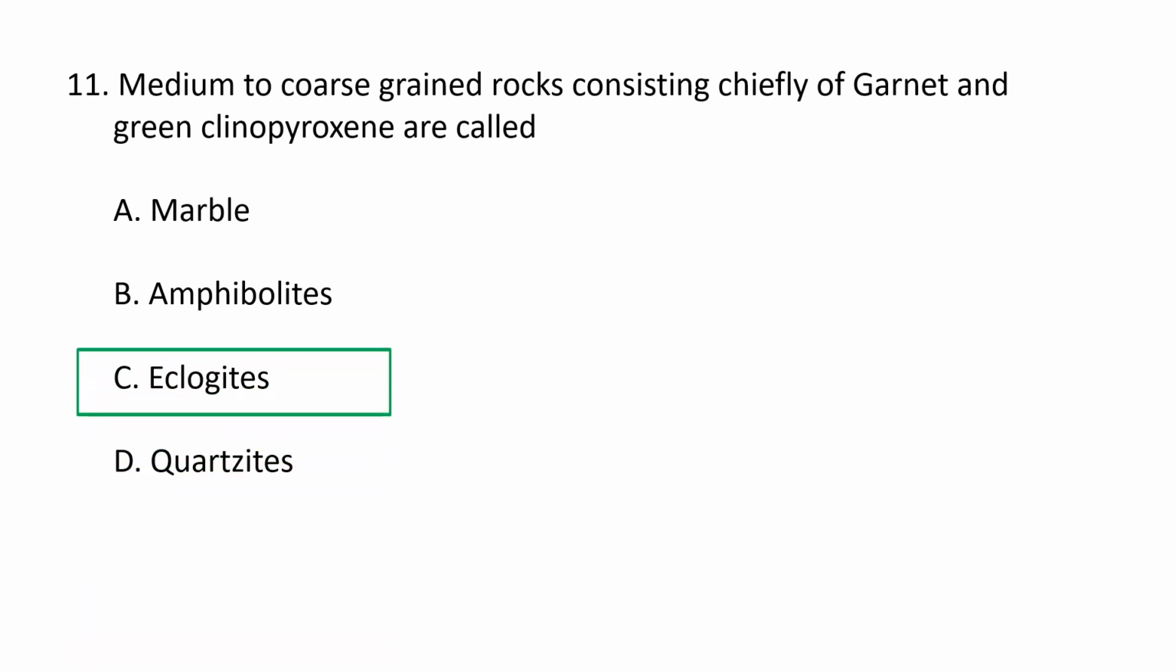Eclogite is a rare, dense, green plutonic rock that is formed under conditions found in the mantle or lower crust. It is made up of coarse grains of sodium-rich green pyroxene, known as omphacite, and magnesium-rich pale pink garnet, known as almandine and pyrope, as well as kyanite and rutile. C. Eclogite is the correct option.